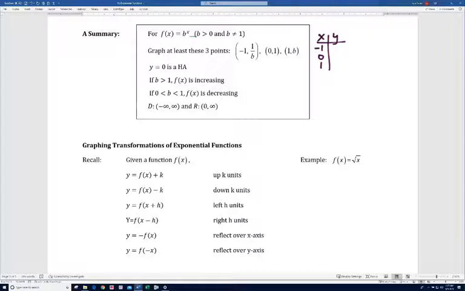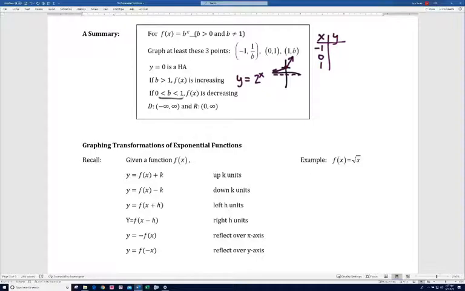Next it says y equals 0 is a horizontal asymptote, and that's what we were seeing. If our base is greater than 1, like when we graphed 3 to the x power, we had a function that was increasing. I'm just going to give you an example here. If you have y equals 2 to the x power, you're going to have an increasing function that looks like that. Again, asymptote at y equals 0.